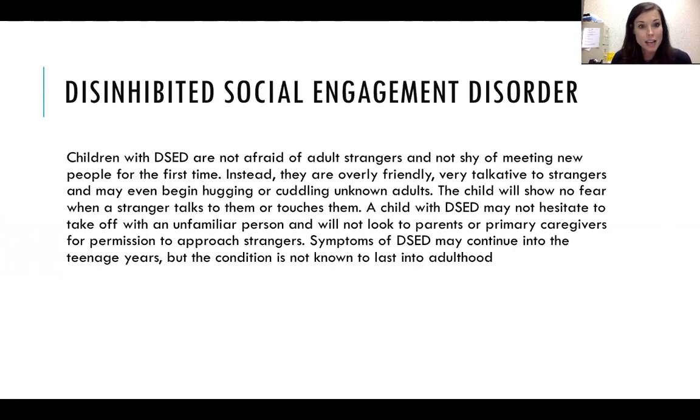And they may not hesitate to take off with an unfamiliar person and will not look to parents or primary caregivers before approaching strangers. So most kids have kind of a built-in safety system. They feel a little shy or a little fearful around adults, but children with disinhibited social engagement disorder don't have that at all. They don't have that mechanism. And so the DSED symptoms may continue into teenage years, but the condition is not known to last into adulthood.